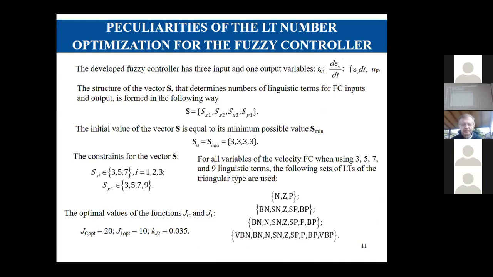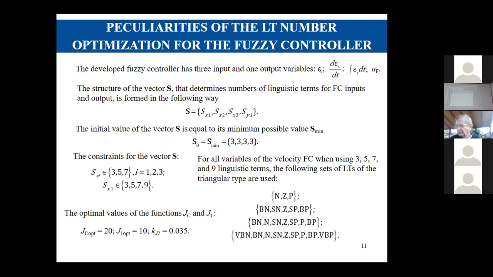Here you can see the structure of the vector S, as it determines the number of linguistic terms for the fuzzy controller inputs and outputs, that is formed in the following way. Also, here is the initial hypothesis of the vector S that is equal to its minimum possible value, so 3, 3, 3, and 3. Also, the constraints of the vector S are as follows. Only odd linguistic term numbers can be used: 3, 5, 7, and 9.